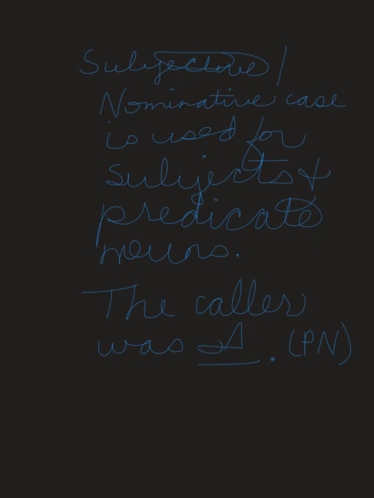Subjective or nominative case is used for subjects and predicate nouns in sentences, okay? The caller was I is our example, all right? Not the caller was me, the caller was I. I is in your predicate noun space there, and therefore we do use I and not me.